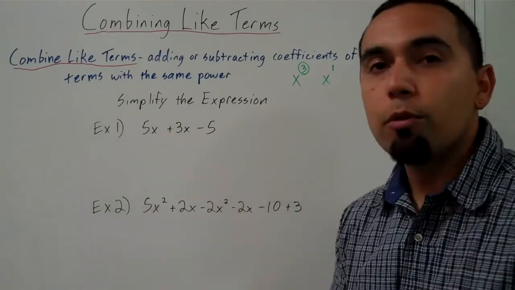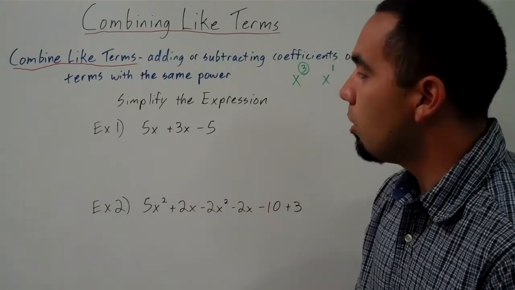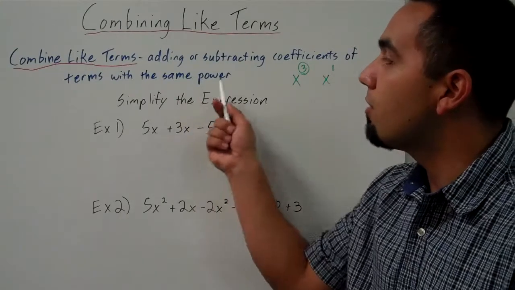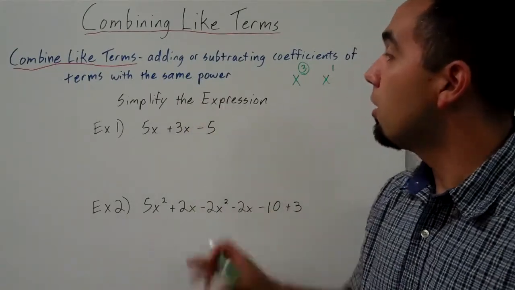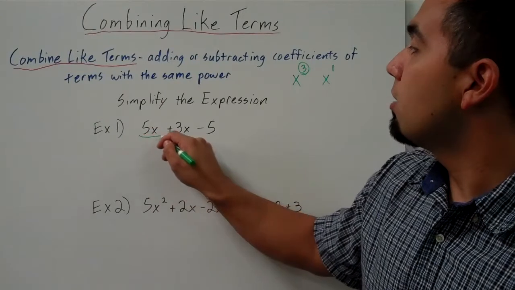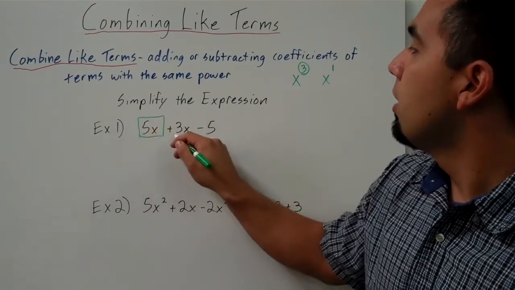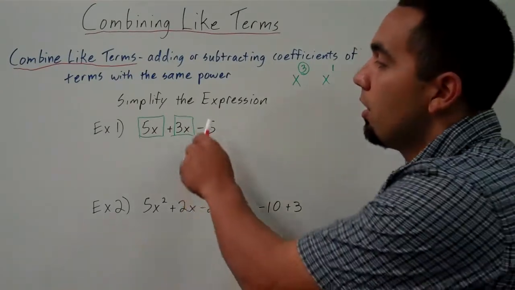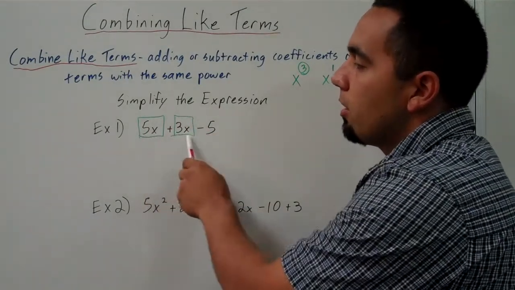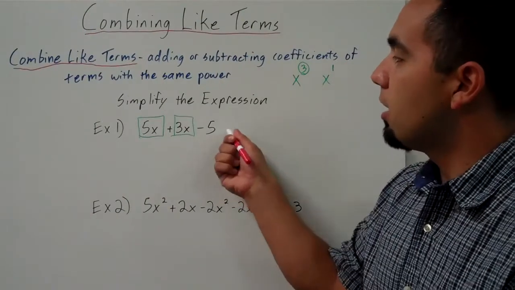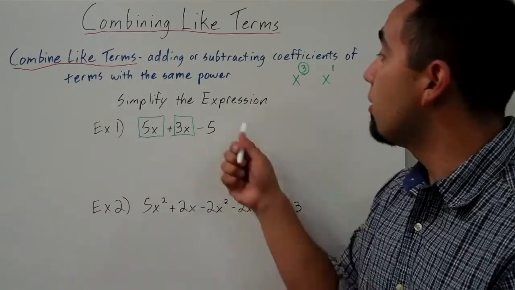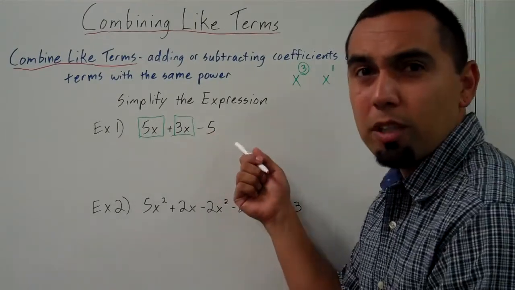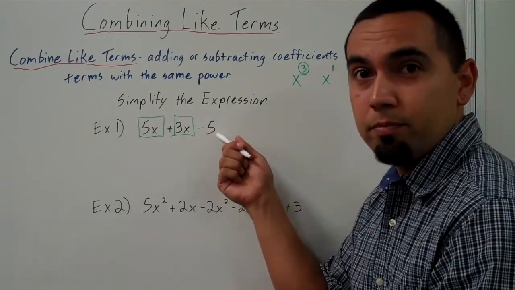So if we take a look at example 1, it says simplify the expression. So all I have to do is find my like terms. And again, that means they have the same power. So if I look, I see that I have 5x, and I get in the habit of putting the same kind of shape around them. So here I decided to use a box, and this doesn't have an x, so it doesn't have the same power.